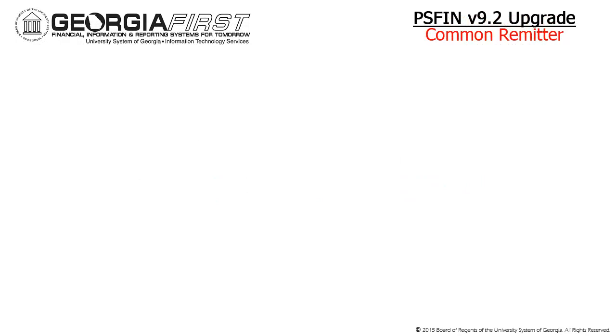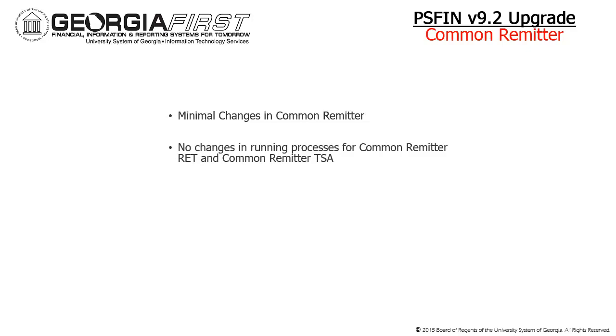As far as the changes you will see in Common Remitter once we go live, they are very minimal. First, there are no changes to the way that you run processes for Common Remitter retirement remittance and Common Remitter tax shelter annuity remittance. Navigational changes are the only real changes you have to deal with. We'll also talk about how Report Manager is playing a more prominent role in version 9.2.